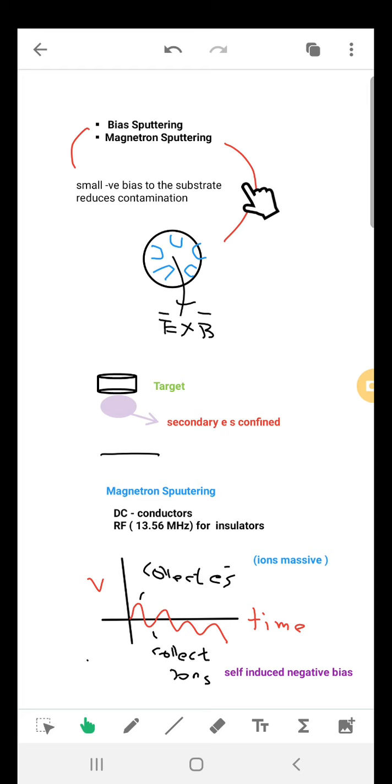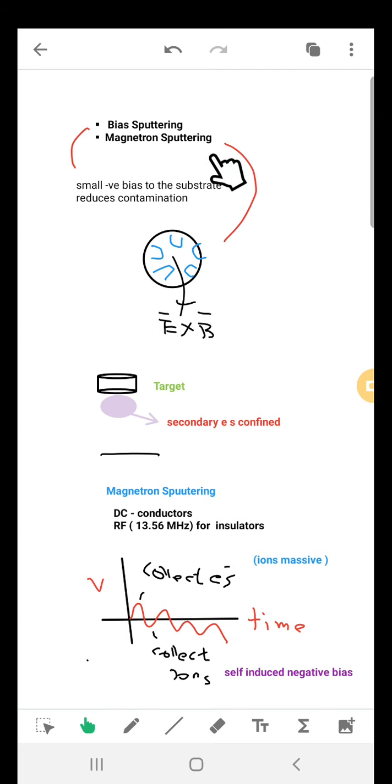Bias sputtering is nothing but giving a small negative bias to the substrate, so that the ions can come and clean the substrate, and it can also be applied to the target as well. So before sputtering takes place, ions are coming and cleaning the substrate, and this is one of the methods. We did not load the vacuum in this case.